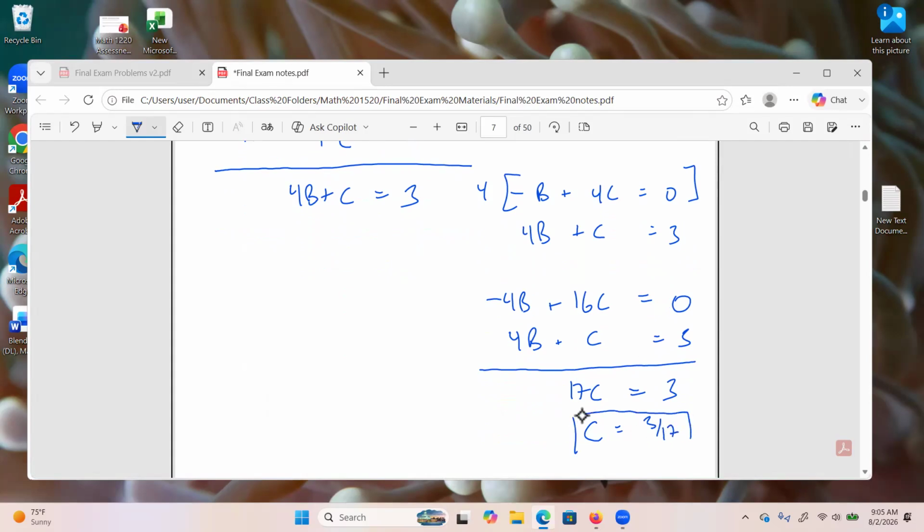Even though I did get this problem out of a textbook, if you're not really careful about picking your numbers, it's real easy to get horrible numbers like this. But that's what we're left with. We've got C is equal to 3/17.